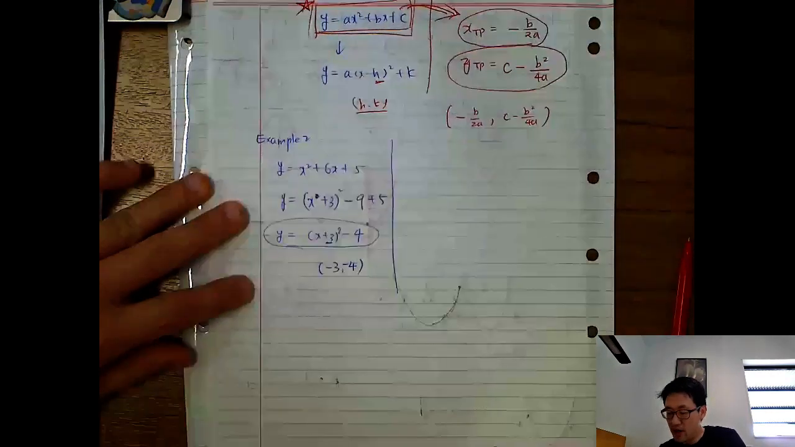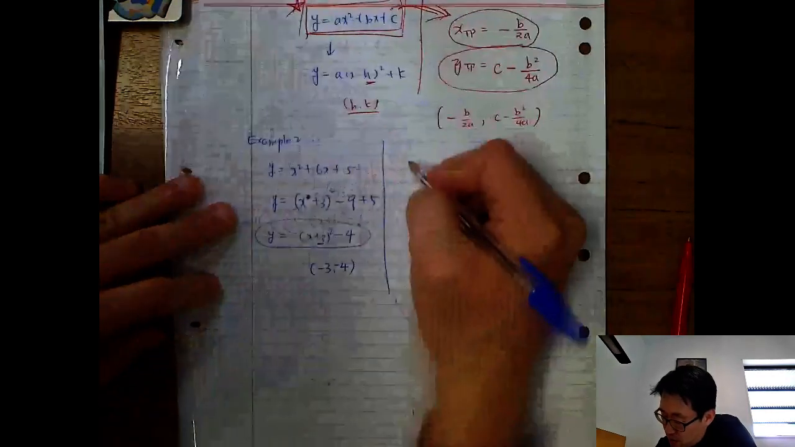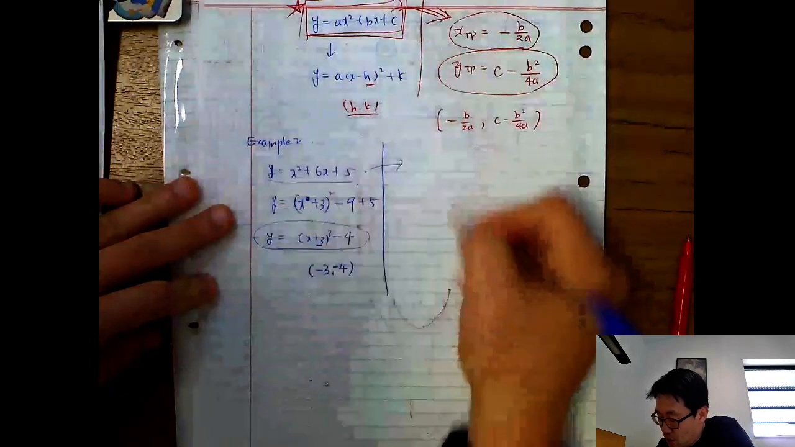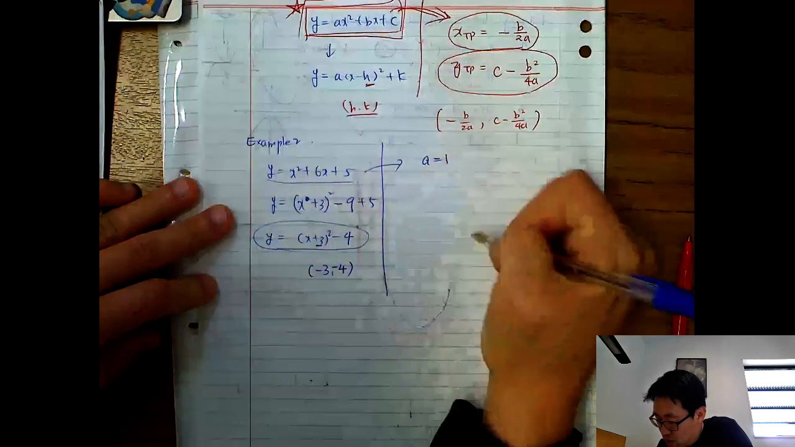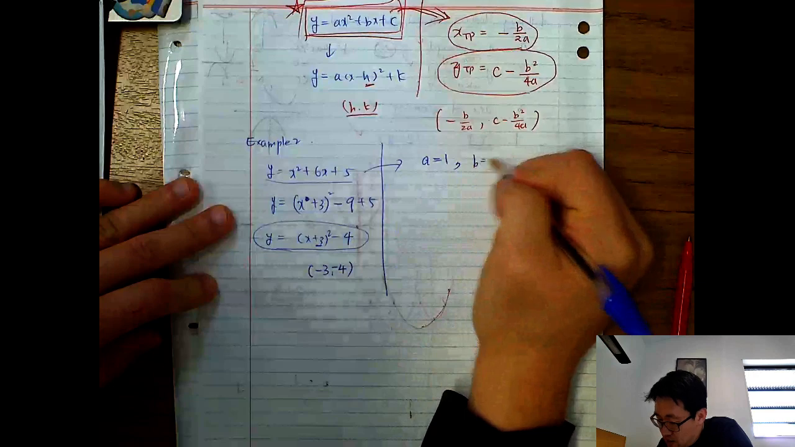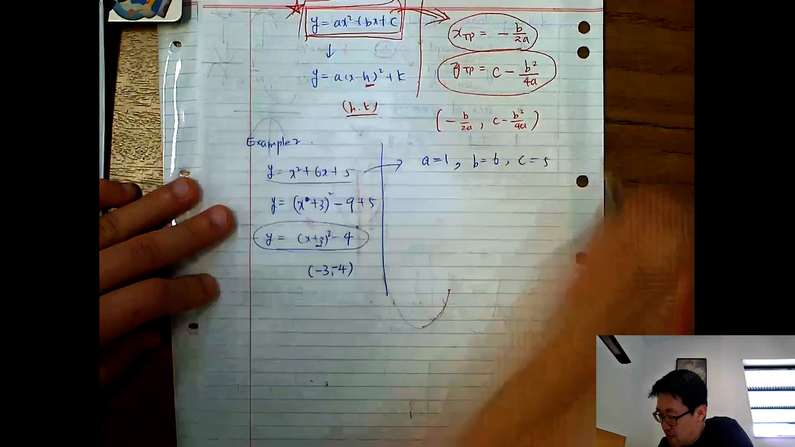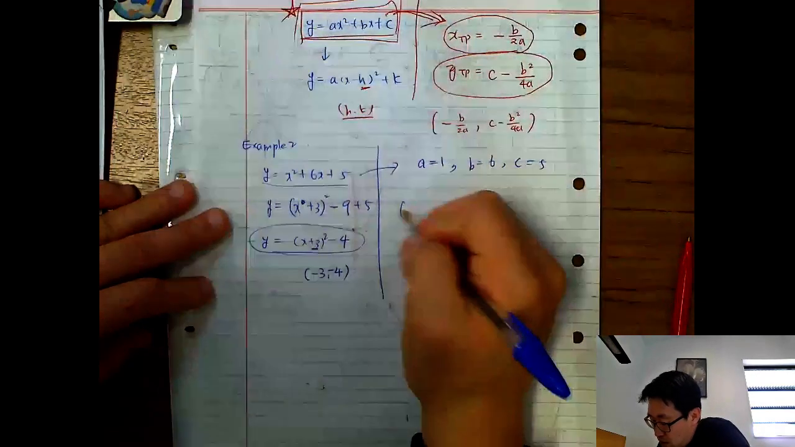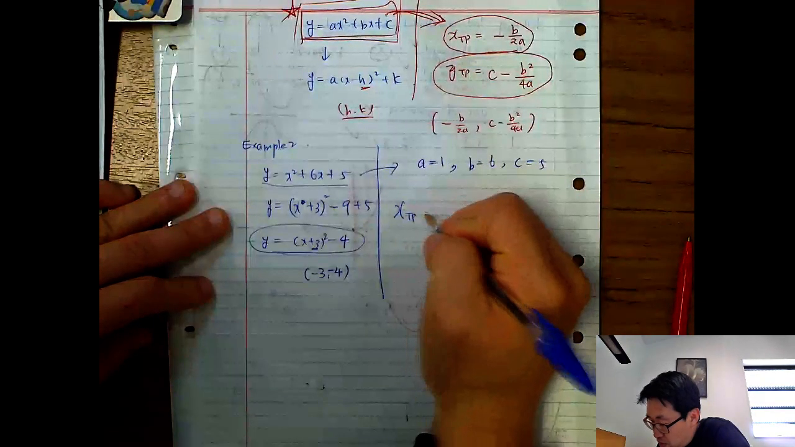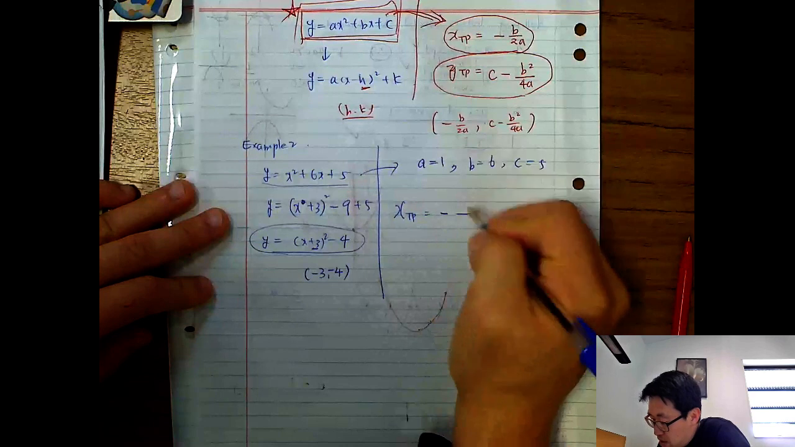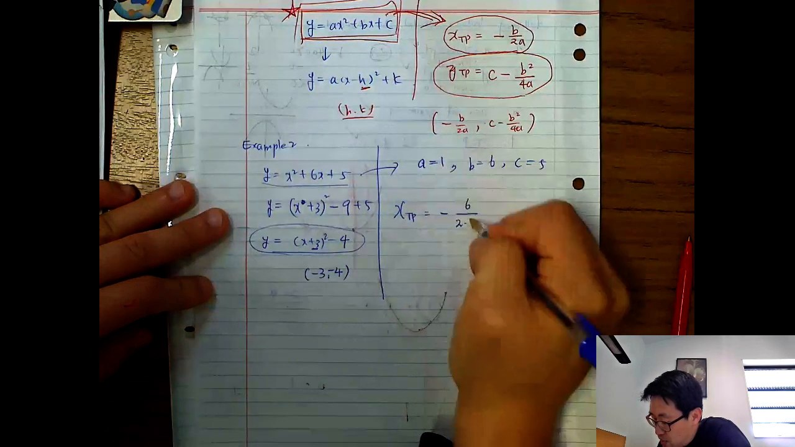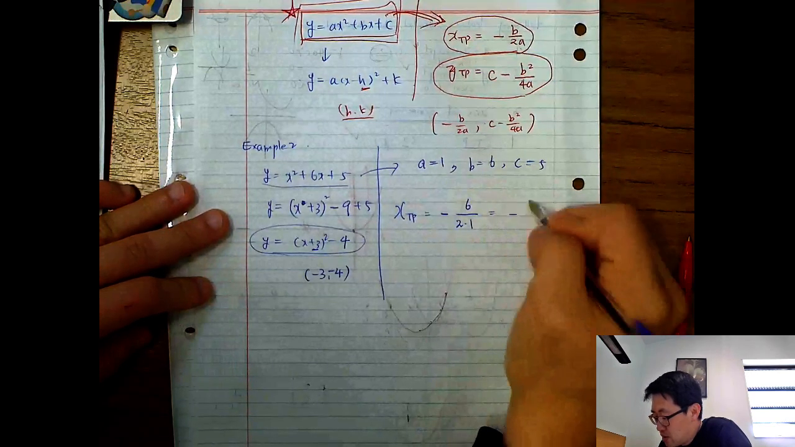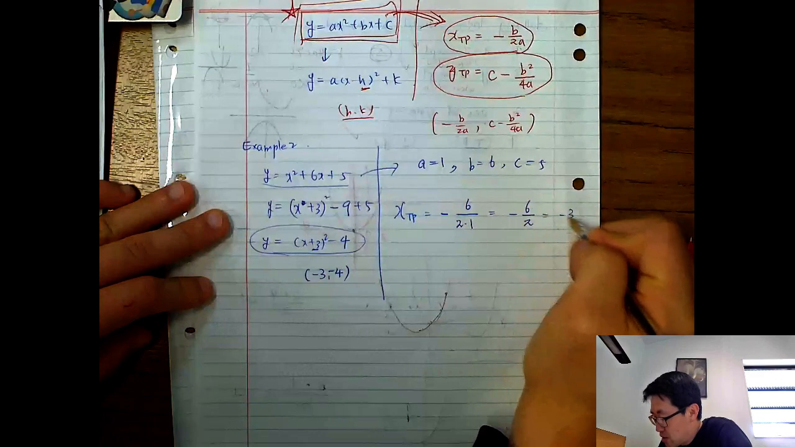So that's one way I can get it. Or I can just use the formula straight away. What is A here? 1. What is B? 6. C? 5. Yeah? And then all I need to do, x turning point equals minus B over 2 times A, minus 6 over 2, minus 3.